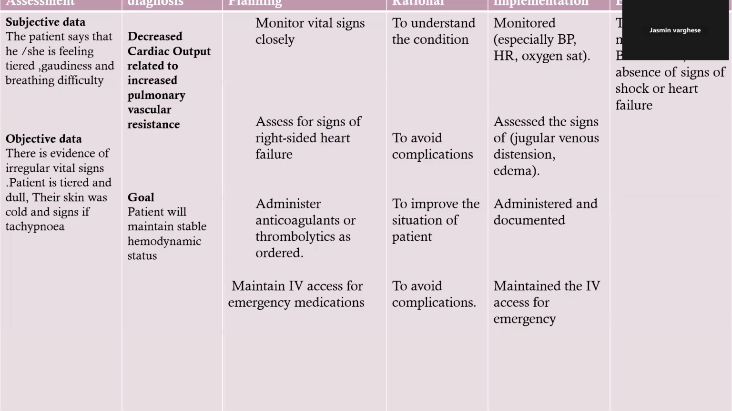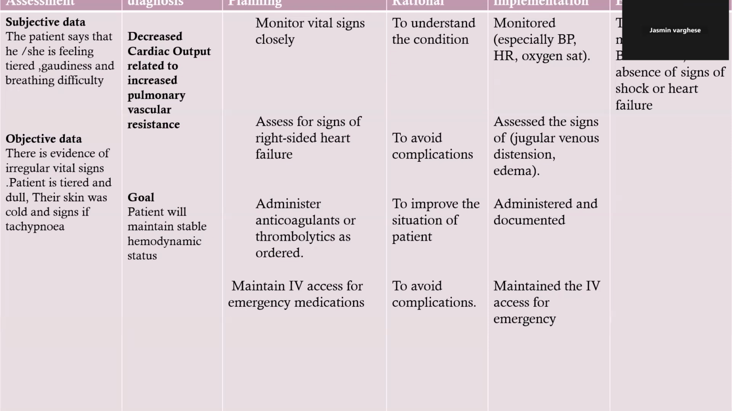Next nursing diagnosis is decreased cardiac output related to increased pulmonary vascular resistance. Subjective data, the patient says that he or she is feeling tired, giddiness and breathing difficulty. Objective data, there is evidence of irregular vital signs. Patient is tired, dull and their skin was cold and signs of tachypnea. Goal, the patient will maintain stable hemodynamic status. That means the blood pressure, heart rate, etc.